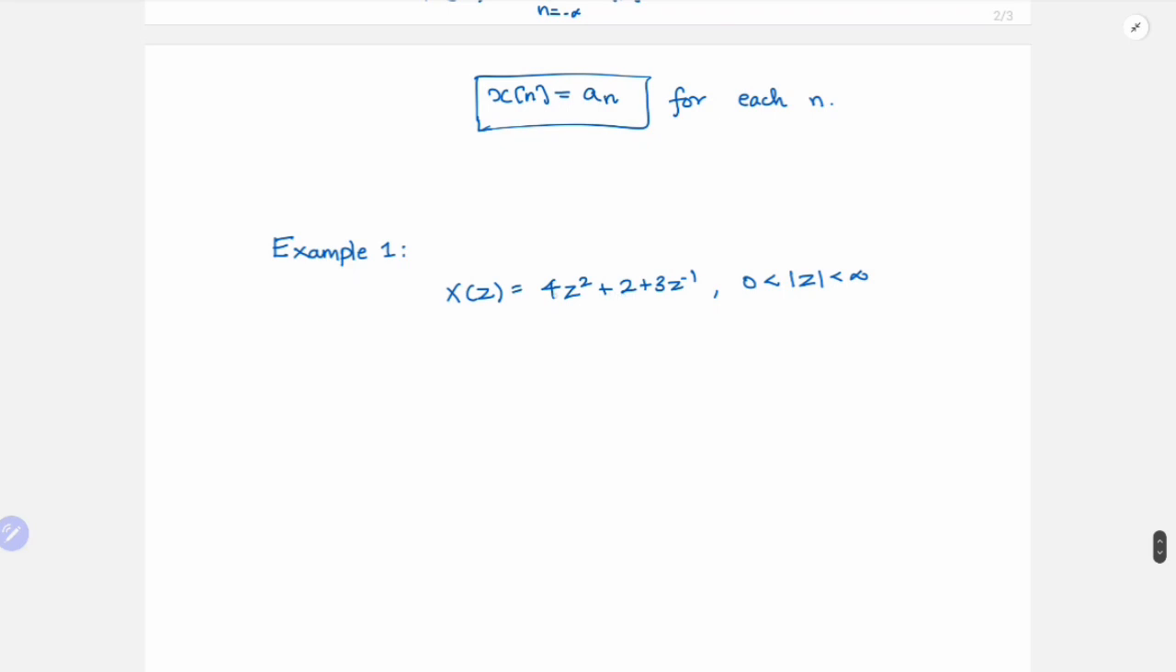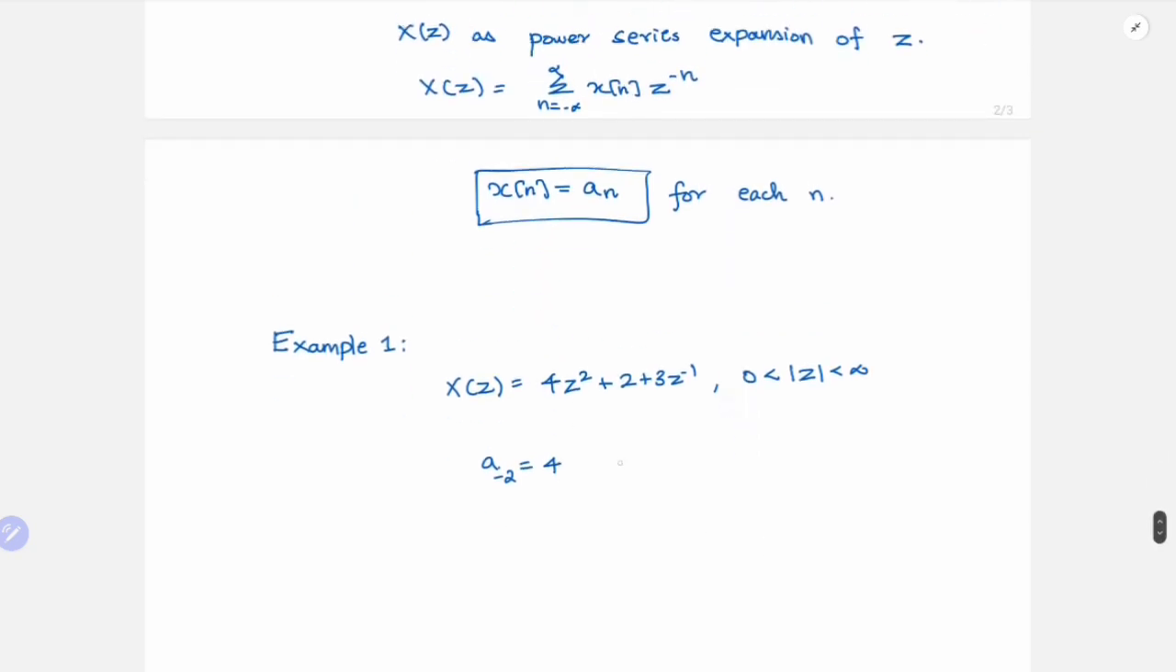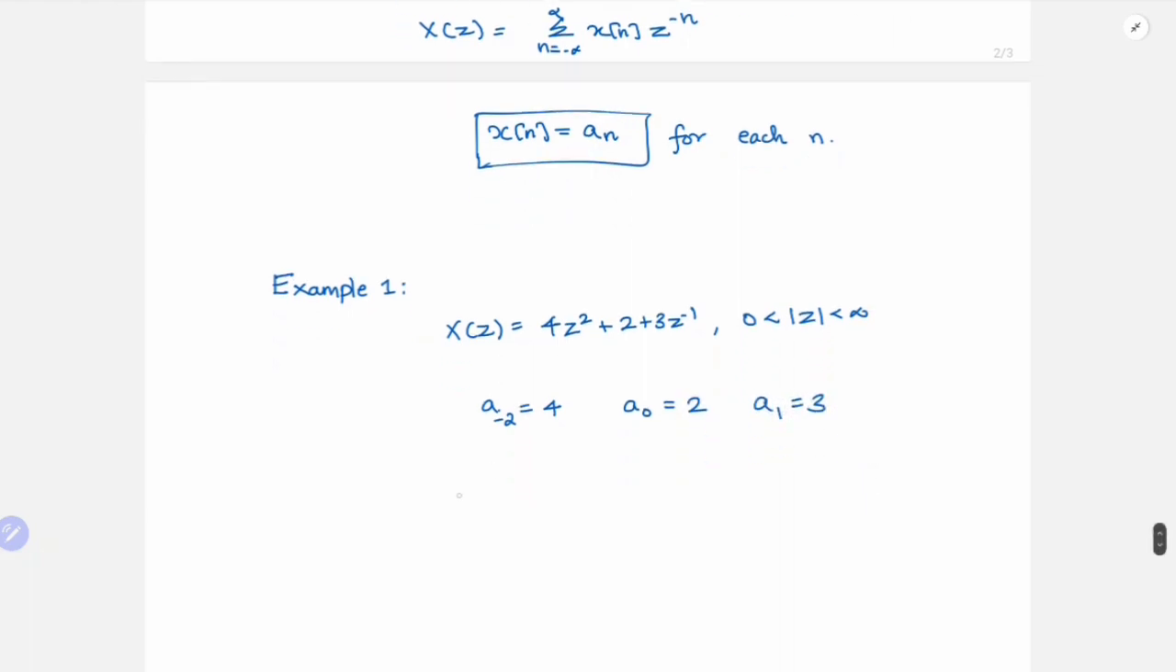So from this, what you can say, your a2 is equal to 4, or this is a minus 2. So you have n and minus n here, so you have to be careful with that. And your a0 is equal to 2, and your a1 is equal to 3. So what will be your x of n? Your x of n is nothing but 4 for n equal to minus 2, 2 for n equal to 0, 3 for n equal to 1, and 0 for all other cases.